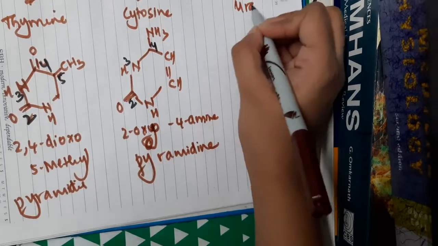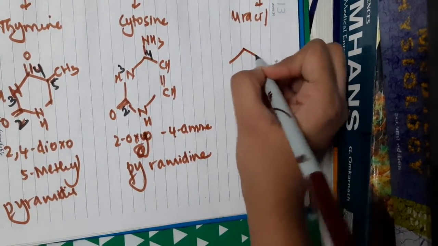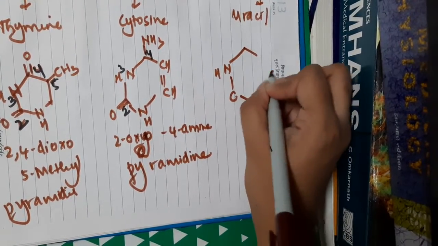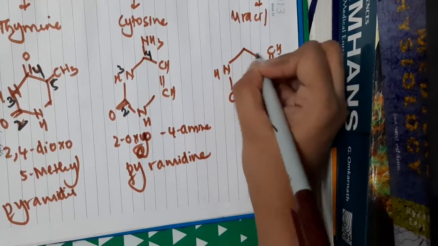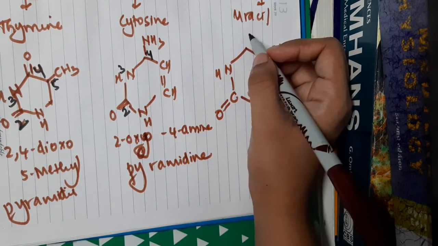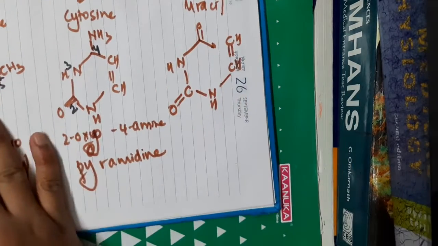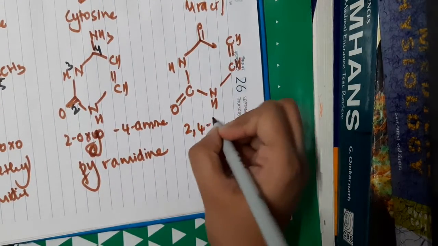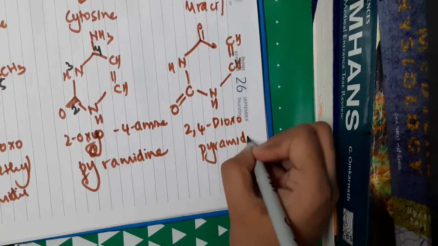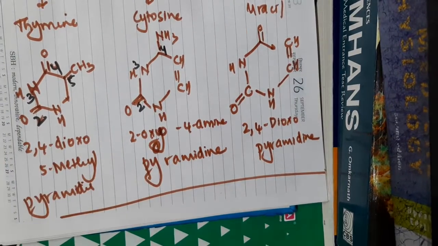Then we have uracil. In the uracil, again I will draw the same pyrimidine group. So this is the pyrimidine group, right? To this pyrimidine group, at the second position and at the fourth position, you see 2 oxygen groups. So here you have 2,4-dioxopyrimidine. So these are the different types of pyrimidines and different types of purines.